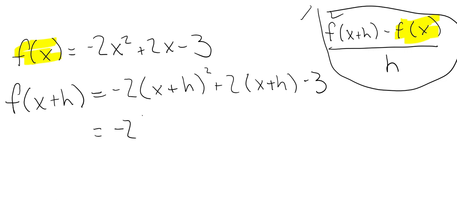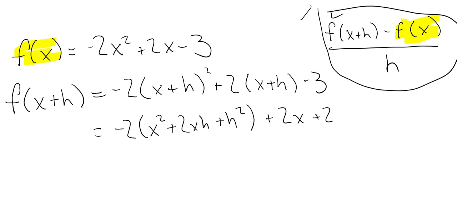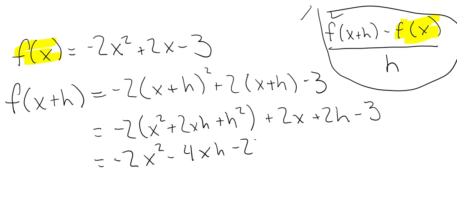And so we have negative 2x squared plus 2xh plus h squared plus 2x plus 2h minus 3. And I know I'm doing this quickly. Please feel free to pause the video at any time. Go through it yourself in case you don't believe me. That's okay. I just want to make sure the video is a reasonable amount of time so I don't make it too long. And of course you can pause the video. So this is the expanded version of f of x plus h.